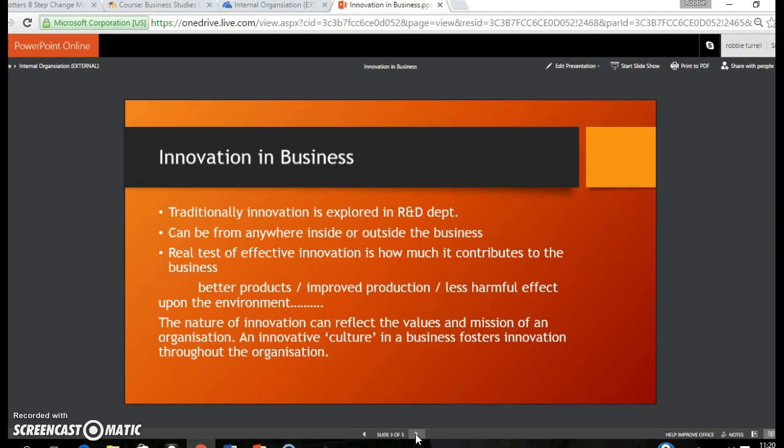So therefore, better products, improved production, less harmful effects upon the environment, all of these will have an effect on the whole. And as ever with all of these businesses, how it helps them strive towards achieving that vision, that objective and that mission. Essentially, real successful innovation organisation-wide comes from a culture, and a culture which is developed through the objectives and the vision and the mission.